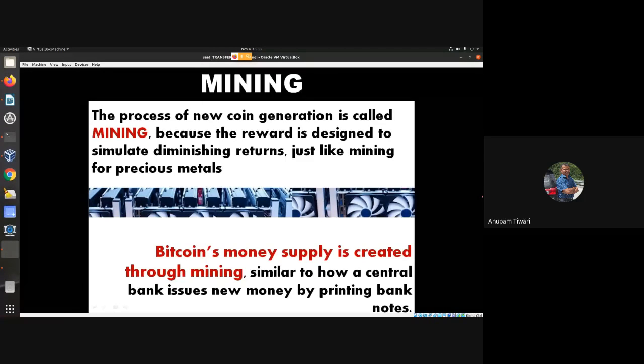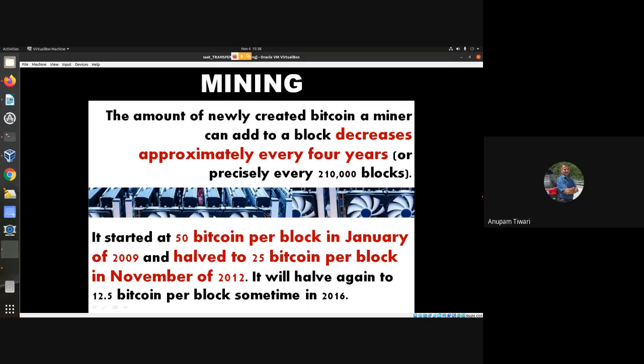Now, the reward, I'll explain, as somebody had asked in the morning what the reward is and what they do with it. It is the amount of newly created Bitcoin a miner can add to a block. This is built into the algorithm: every 4 years, or every 210,000 blocks, the reward will be halved. In 2009, when Bitcoin had just started, from the first block, the Genesis block we discussed, to the first 210,000 blocks, anytime a miner was able to mine one block, he used to get 50 Bitcoins per block.